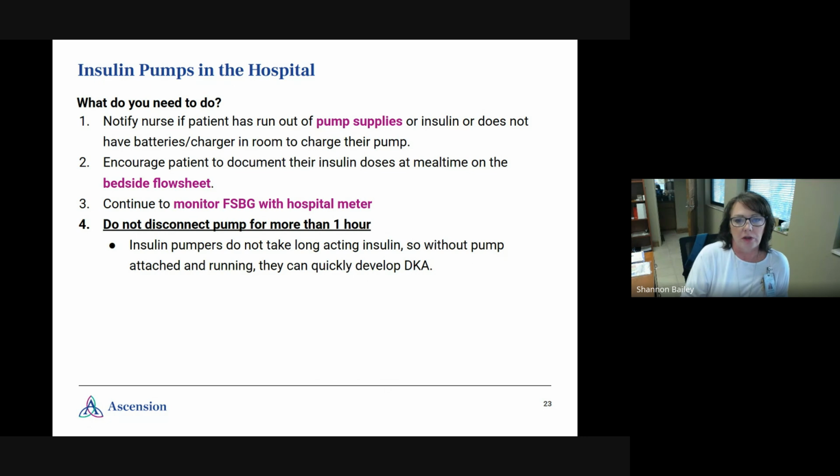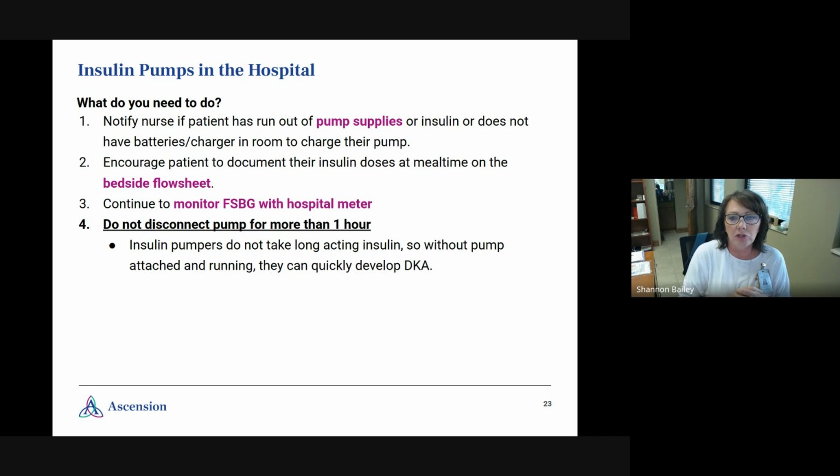So what do you need to do as the patient care tech? Your patient has an insulin pump. You definitely need to let the nurse know if the patient has told you, hey, I'm out of pump supplies or insulin, or oops, I forgot to bring my charging cable. A lot of the pumps nowadays charge using like a cell phone charger. So if they don't bring that charger in with their pump, there's not going to be any way to recharge it. So if you ever hear the patient say, I don't have enough pump supplies or I don't have insulin, that is super important. And so definitely share that information with the nurse.